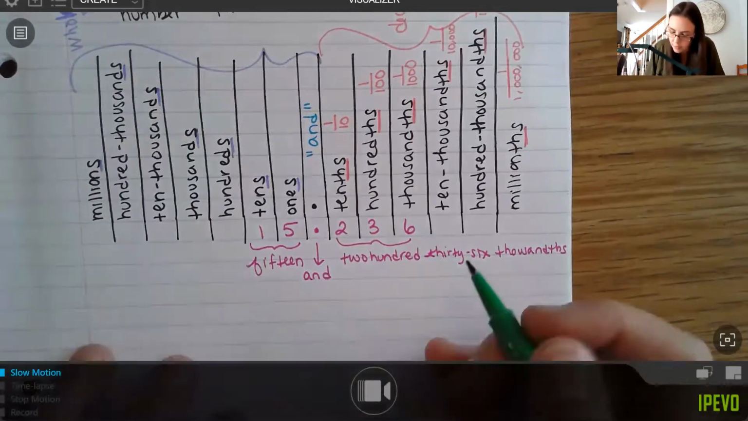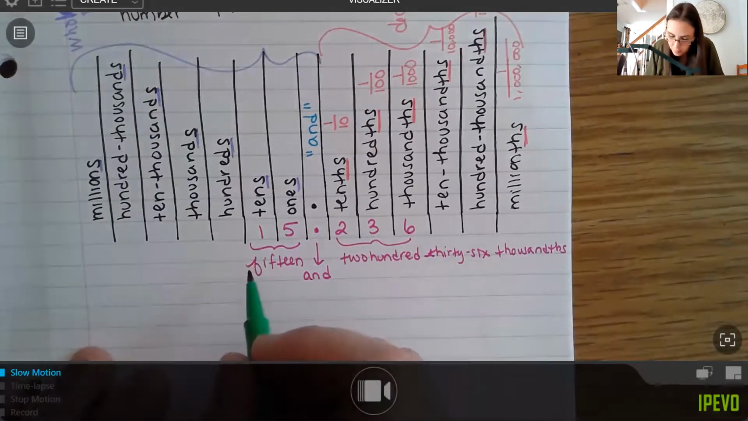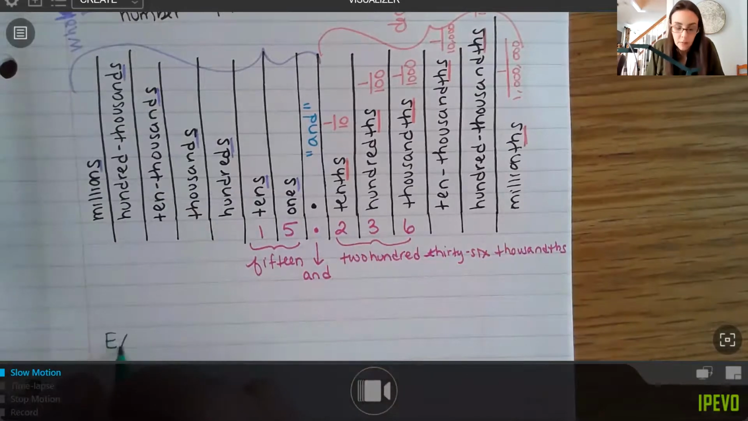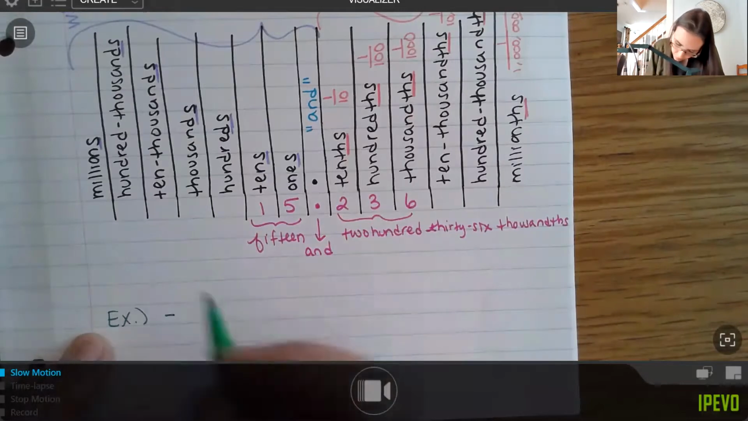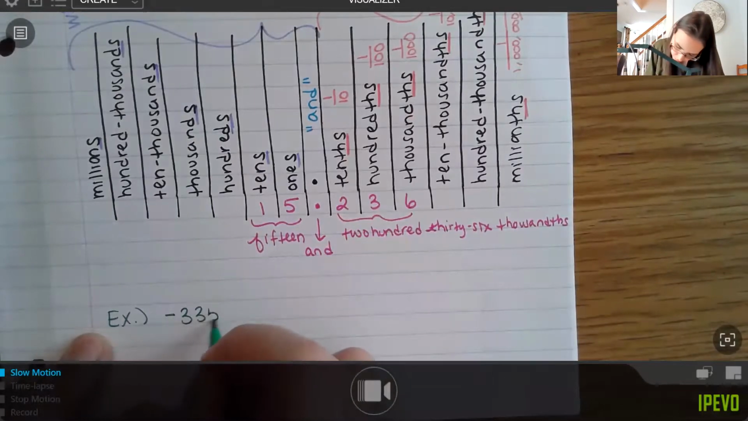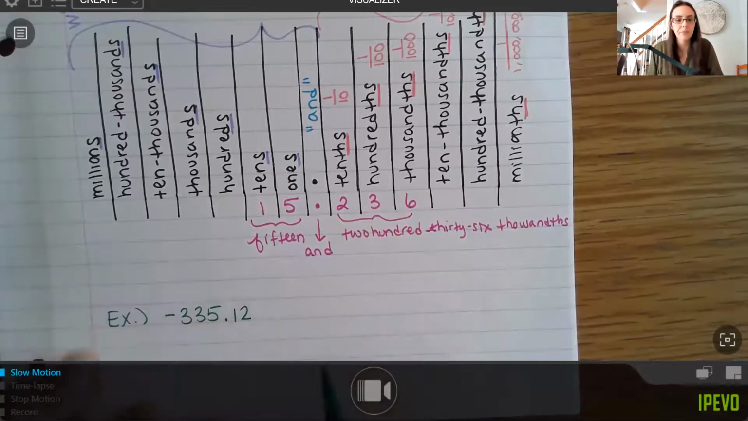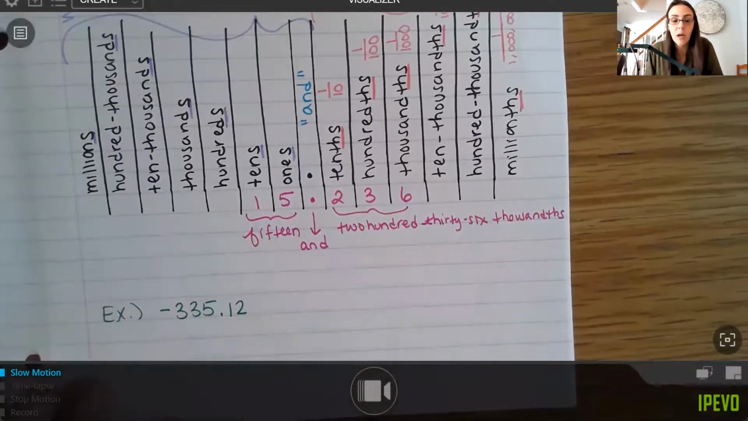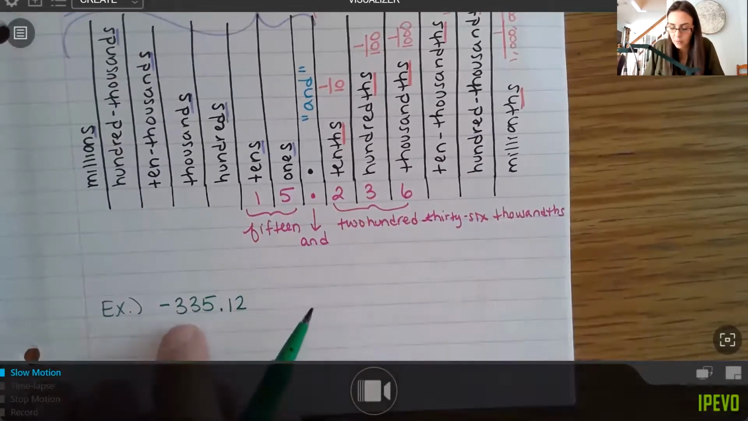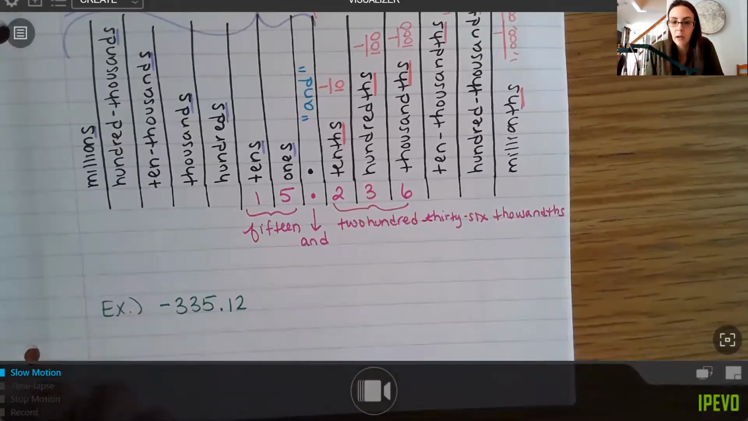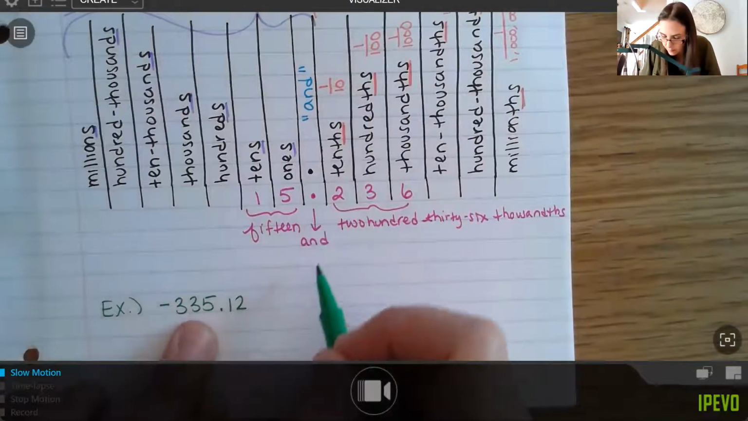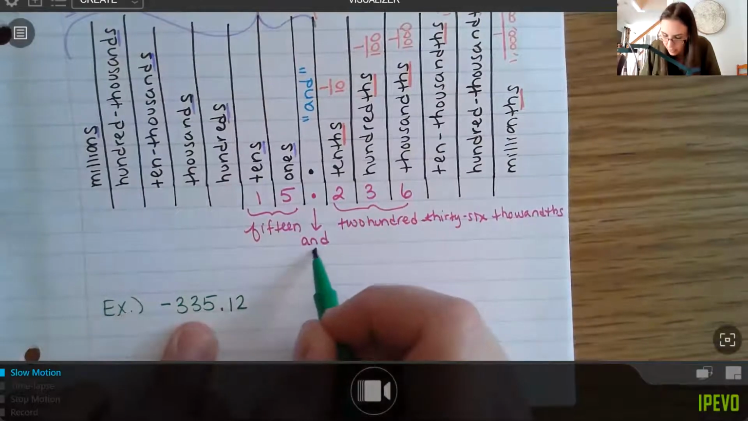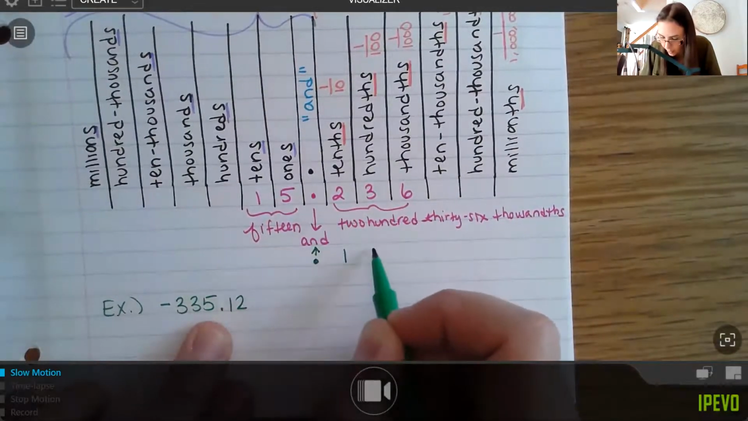All right, let's do another example. Let's see, do it down here. So I'm going to do it with a negative number. So negative, and then I see 335.12. So how do I correctly read that? And again, if you're having trouble, use your place value chart and write it in first. So my decimal is here. So that's my and. And then I have the 12.